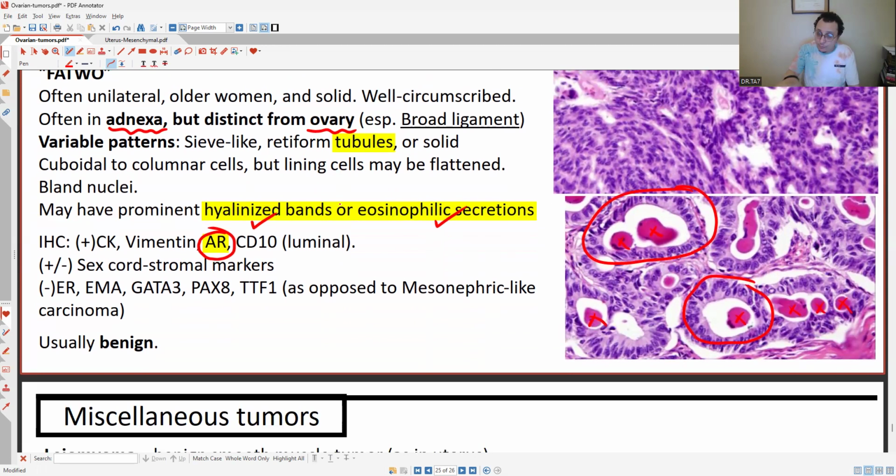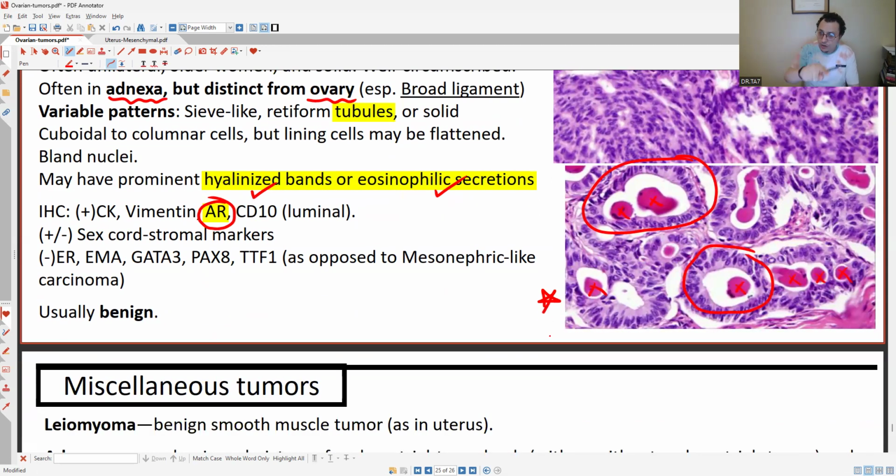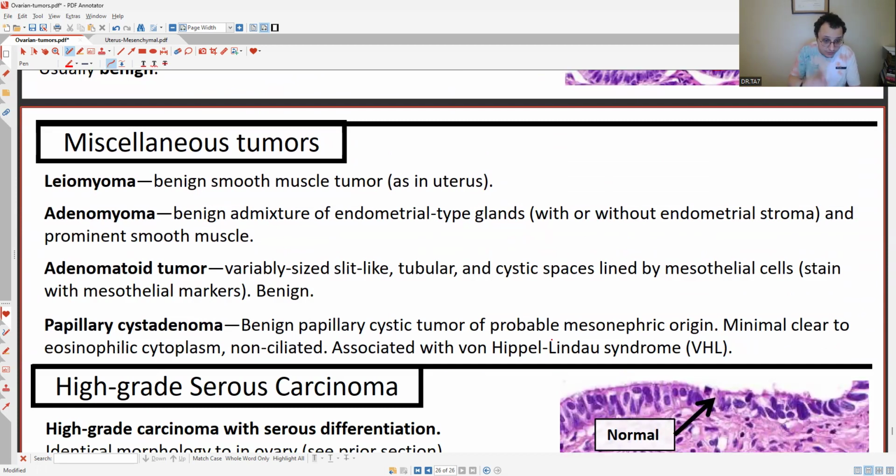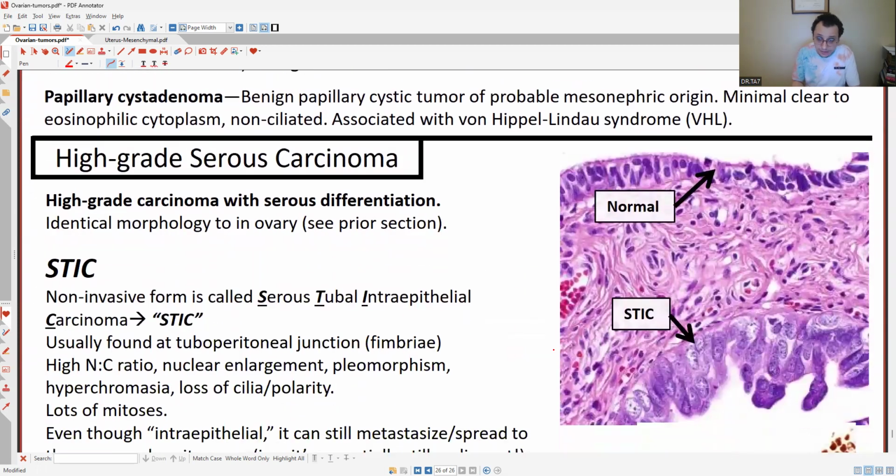It has a lot of variable patterns. However, this is the most common pattern that you might get a picture for, which is the tubules and the eosinophilic secretions. Miscellaneous tumor, we always ignore that.